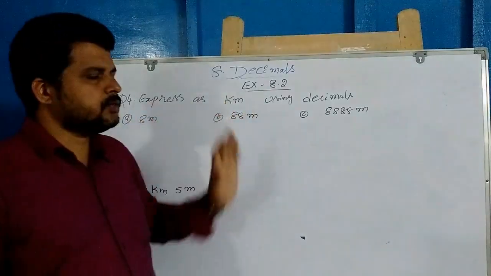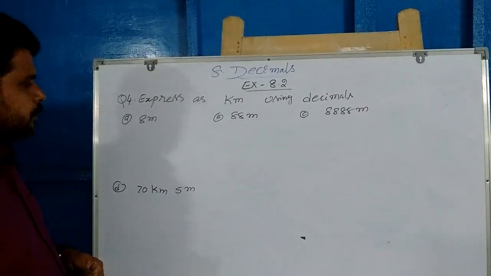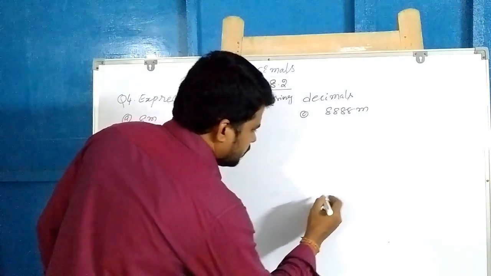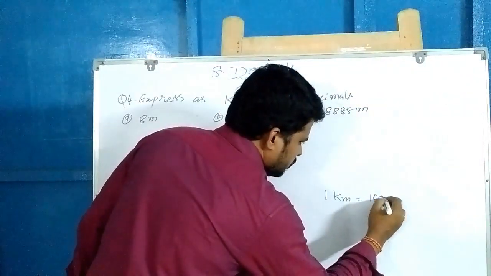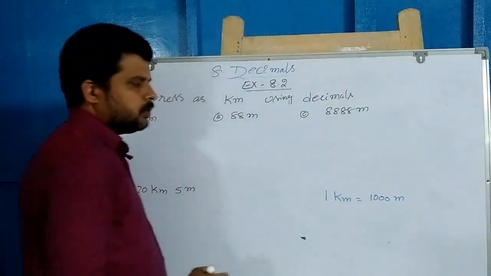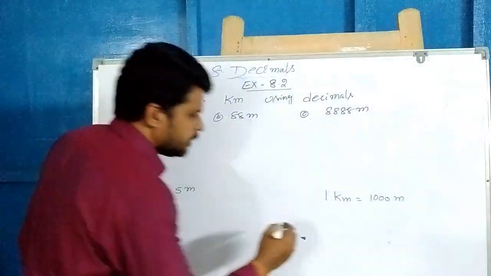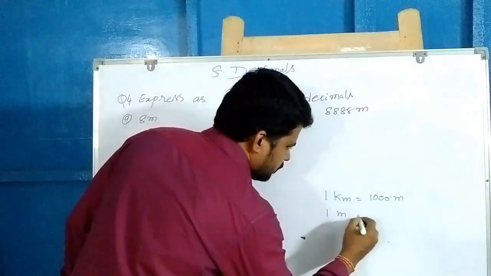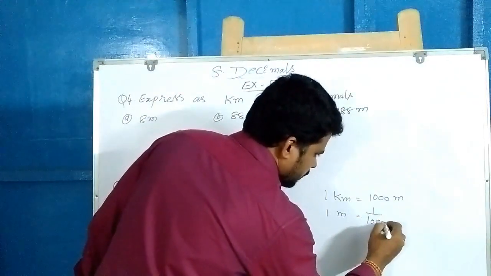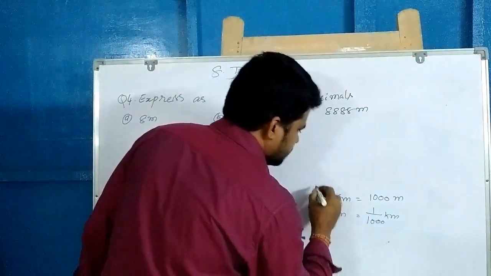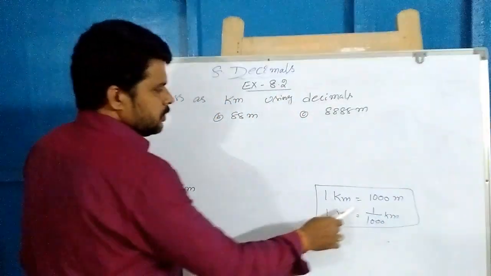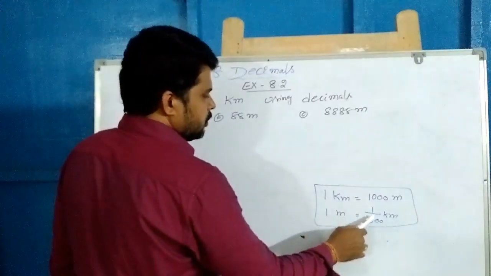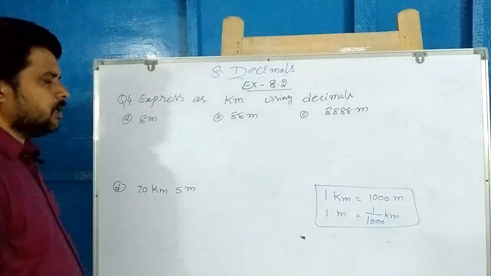So same exercise 8.2, we have question number 4. Express as kilometers using decimals. So before going to solve, we need to know 1 kilometer is equal to 1000 meters. Then 1 meter is equal to 1 by 1000 kilometers.